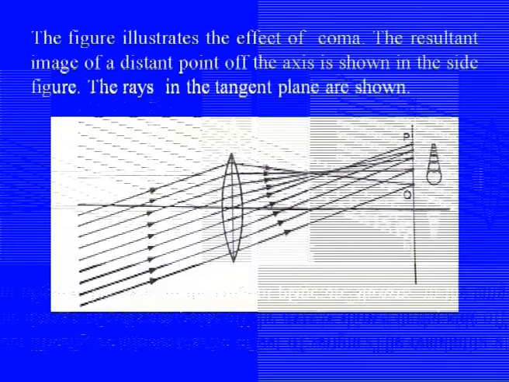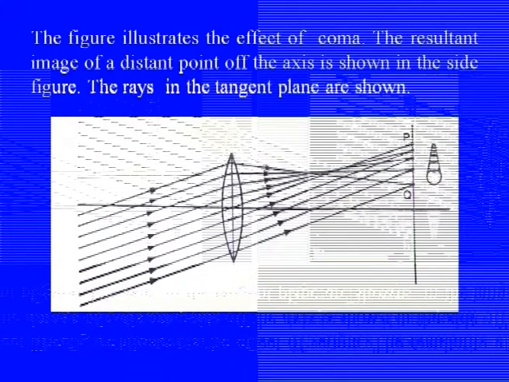Thus, it appears that the magnification is different for different parts of the lens. If you consider the image formation by different zones of a lens, the paraxial zone or the marginal zone, then the spherical aberration arises due to the fact that different zones have different powers, and coma arises due to the fact that different zones have different magnifications. You see, this figure illustrates the effect of coma.